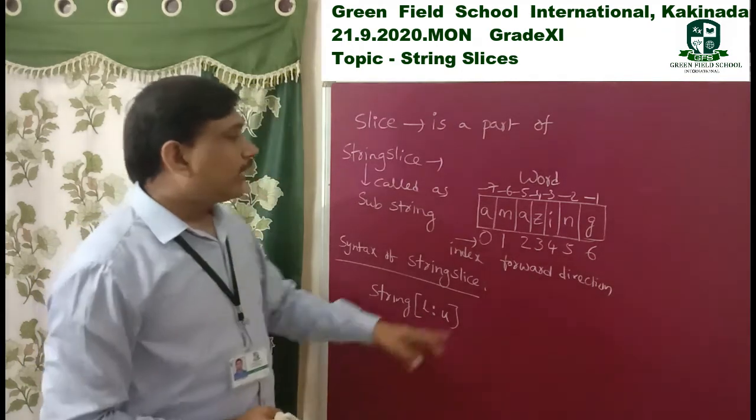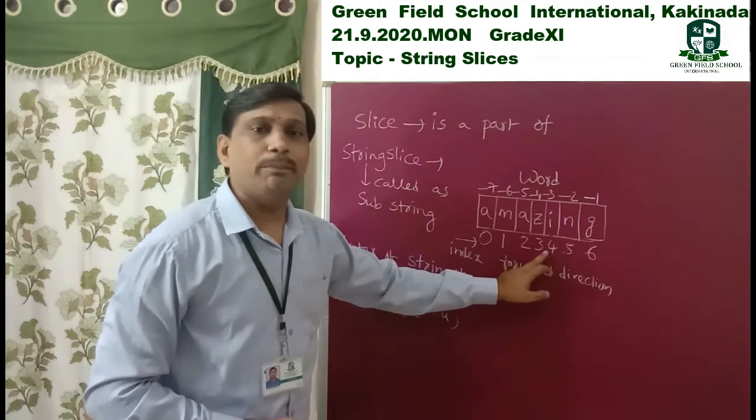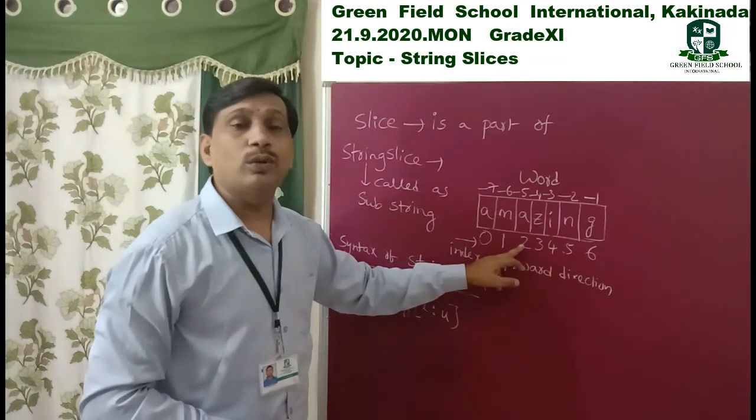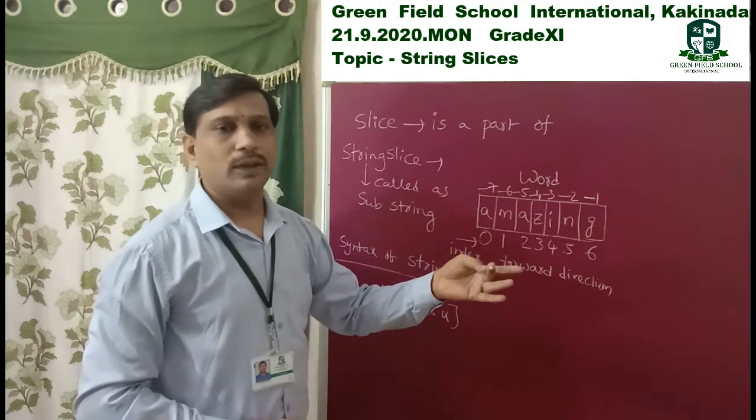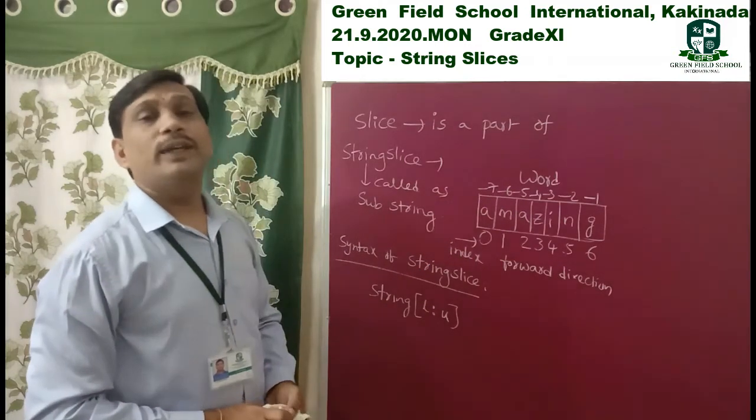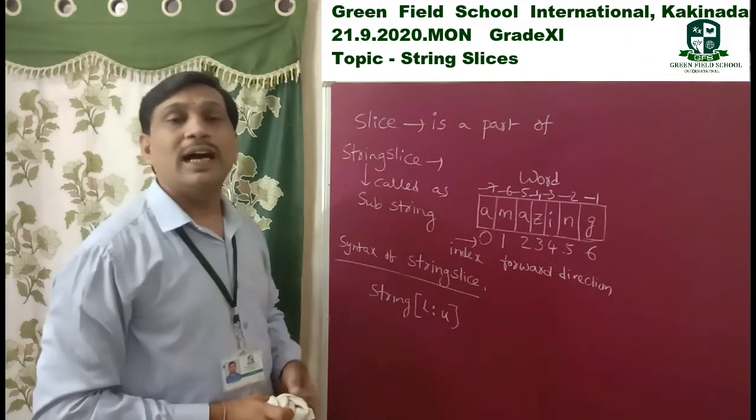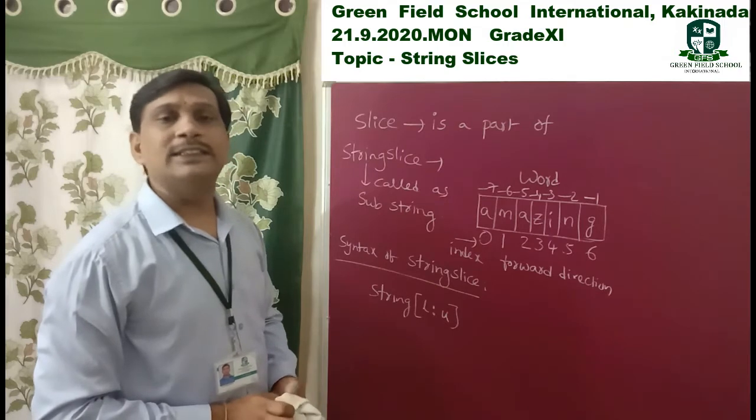Suppose the last example we take is 3 to 5. 3 to 5 means 3, then 3 plus 1 is 4. And one more example we consider here, 2 to 5. 2 to 5 means 2, 3, 4. In this way we can construct one substring or one string slice from the given string.